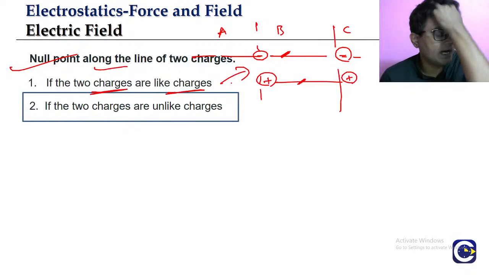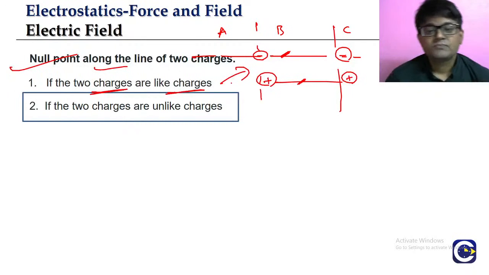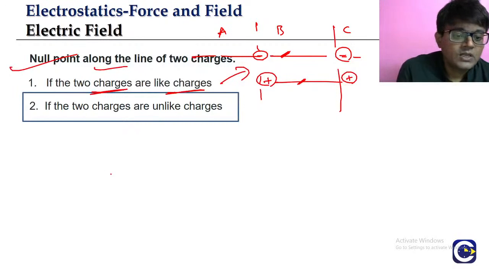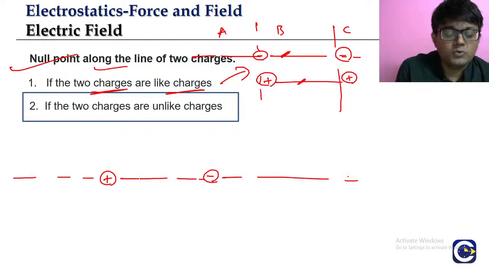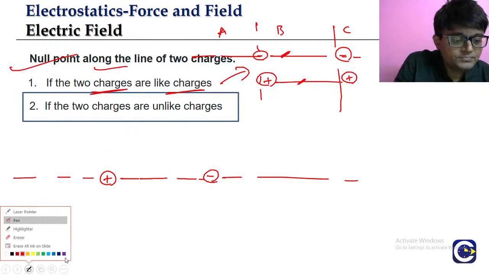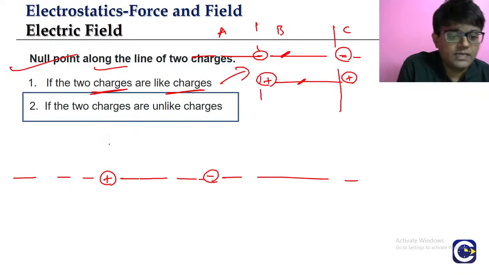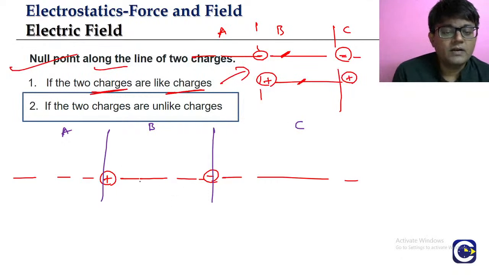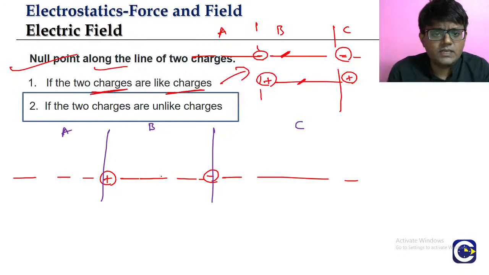If the two charges are unlike charges, one will be positive, the other will be negative. Then you know where we are going to find the null point. We will start today's session. I will consider one charge to be positive and the other negative. This is the line that contains both the charges. We will split the line into three parts: part A, part B, part C. We will first start with part B only.